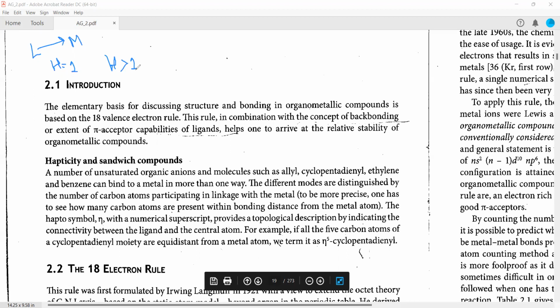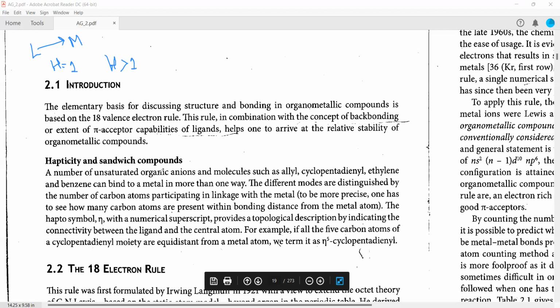So that is the term hepticity. Hepticity one means there is only one atom by which the ligand can share its electrons to the metal, and hepticity greater than 1 means there are more than one atom in the ligand that can share electrons simultaneously to the metal center. Let us read what is given in the book. A number of unsaturated organic anions. We know that ligands are generally anions. They can be neutral as well, but in the case of neutral, they should have lone pairs.